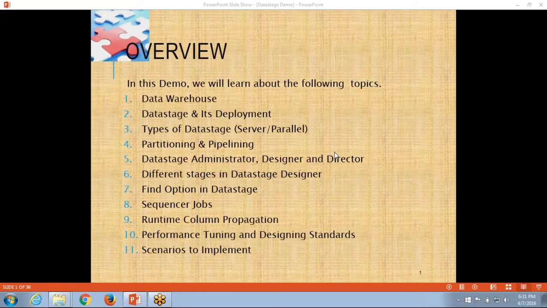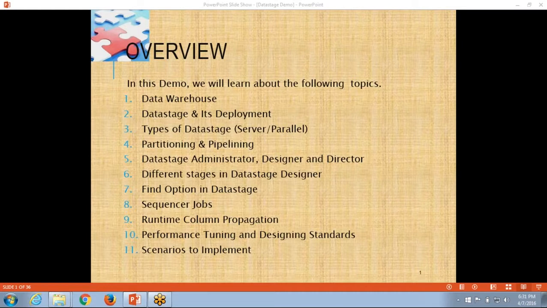This is a demo class in which we'll be trying to understand what are the topics that we are covering in the Datastage training that we are conducting, and also we'll try to understand what will be our confidence level or where we will stand after the training is completed. We will also discuss how the training is going to happen, so what will be the mode of the training.